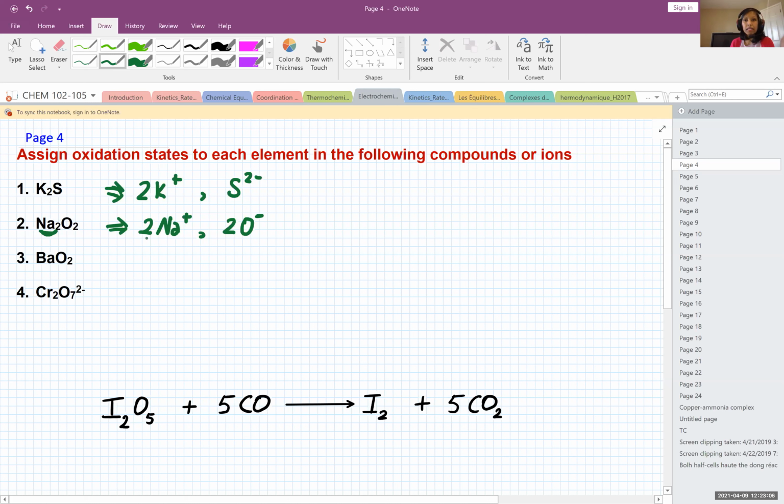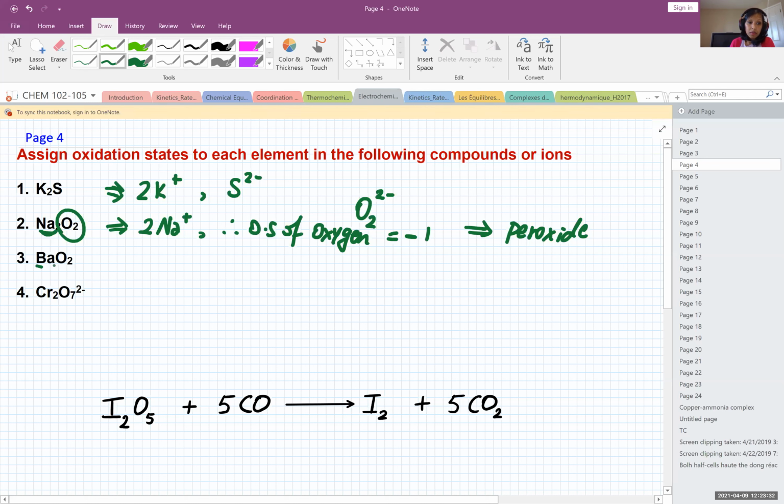Okay, in reality, it is O2. It's actually O2 2-, I shouldn't write it like that, but the oxidation state of one oxygen is -1. So therefore, the oxidation state of one oxygen is -1. So we have again here a peroxide.